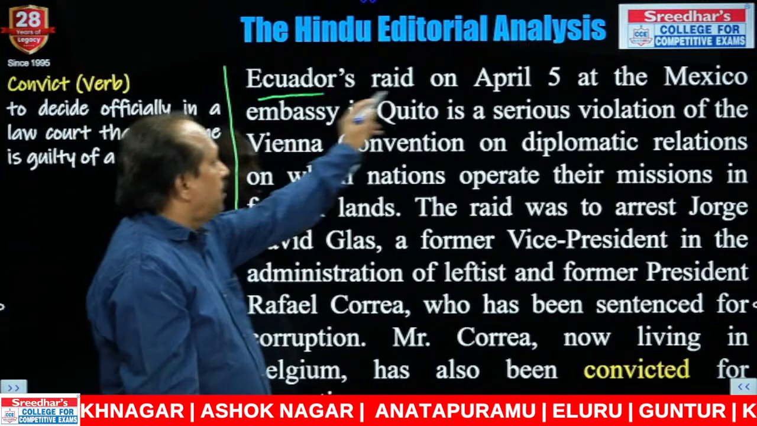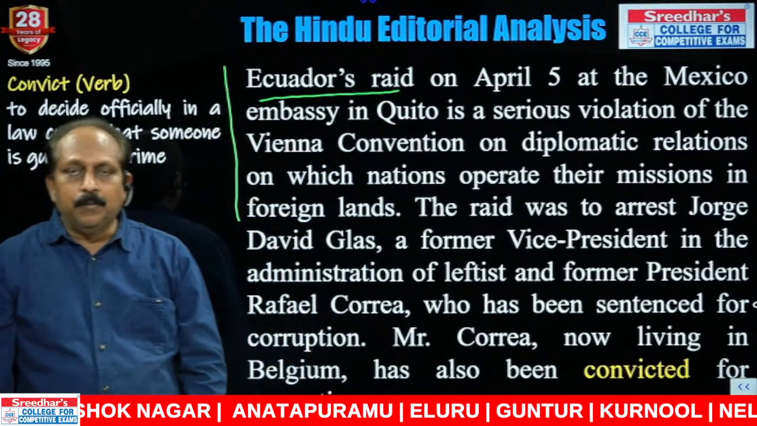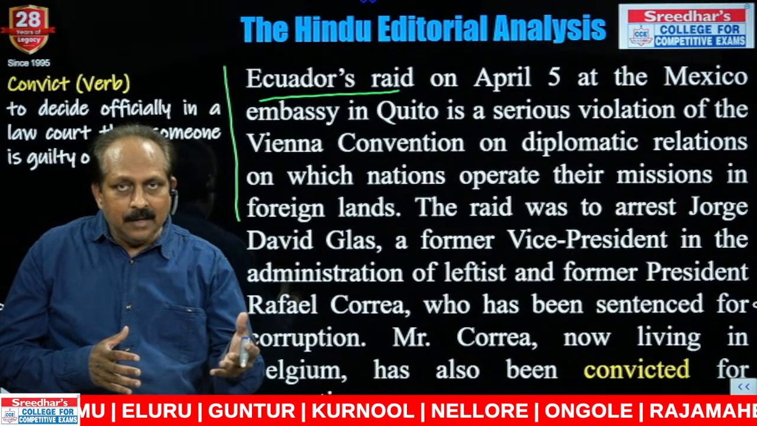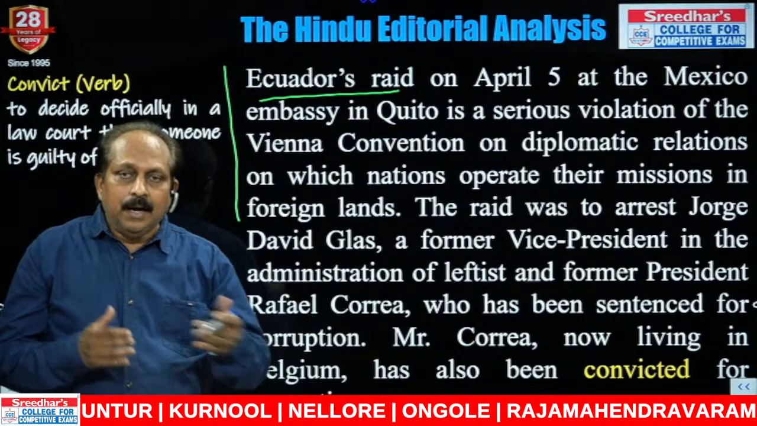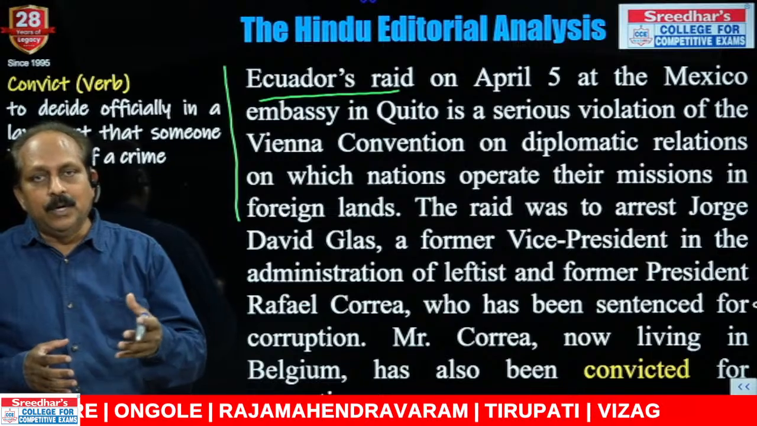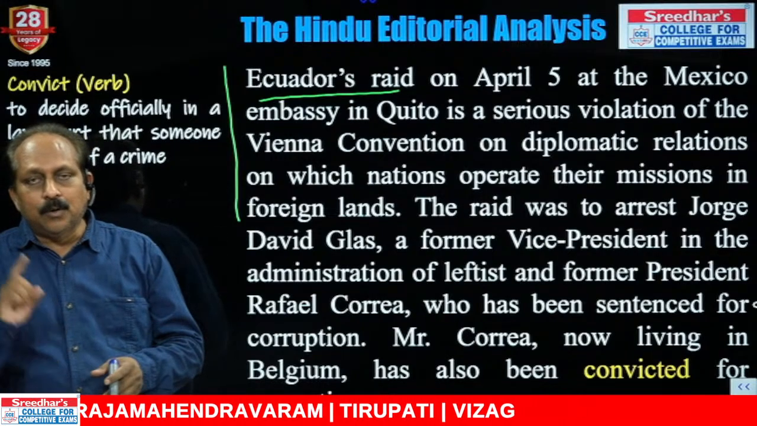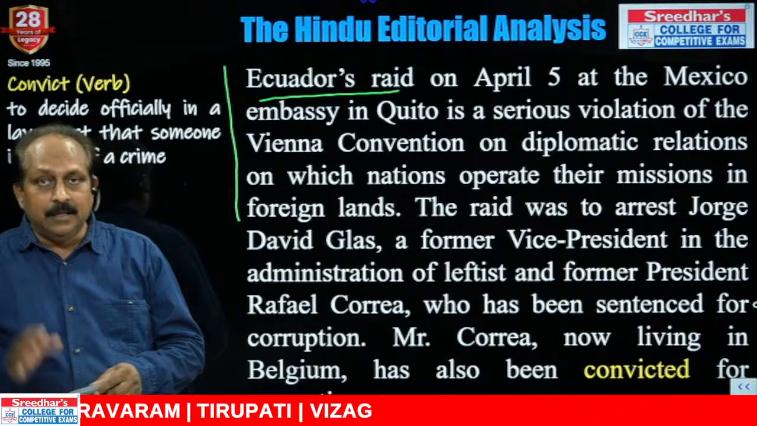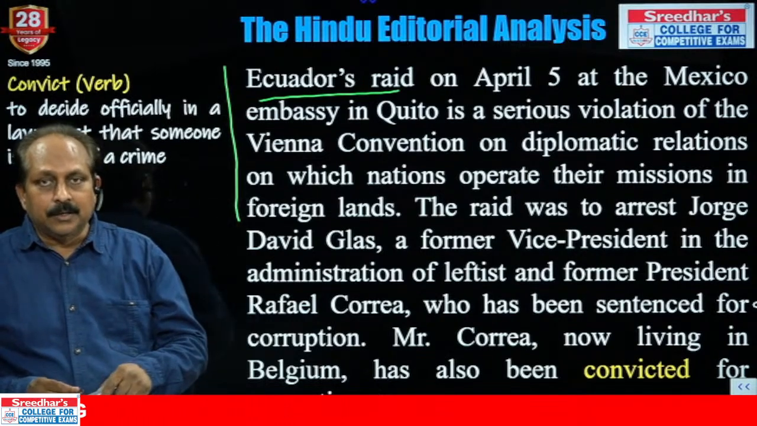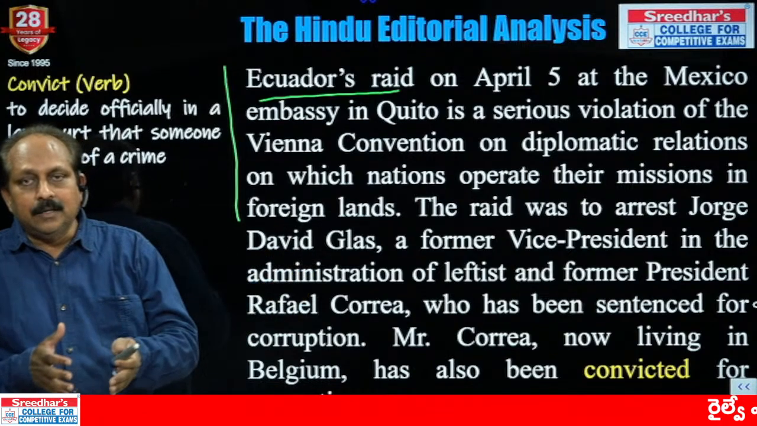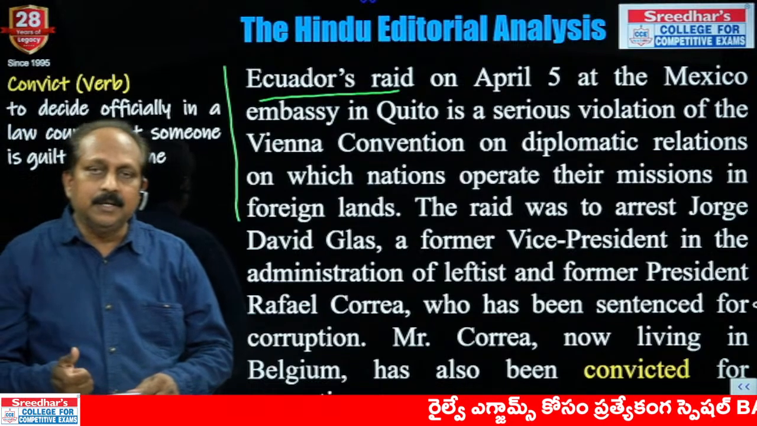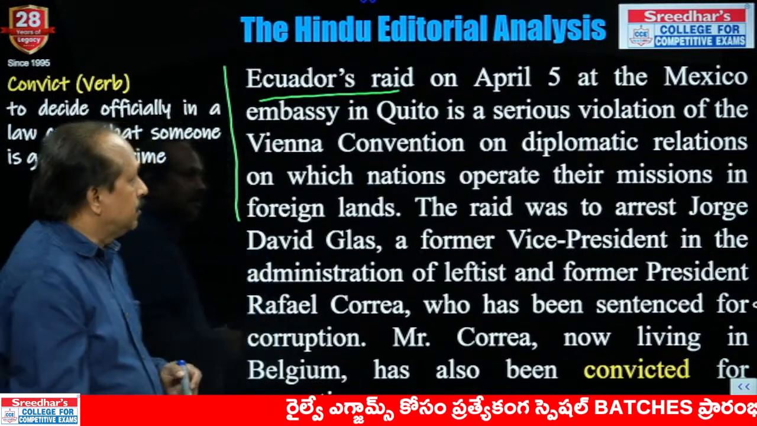Raid. Ecuador cannot raid. According to the Vienna Convention, any country cannot attack the embassy of some other country. Imagine the Indian embassy is in the US. Imagine some problem between India and the US. Still, the US cannot attack the Indian embassy in the US. That is according to the Vienna Convention. But contrary to that, in this context, Ecuador attacked the Mexican embassy in Quito, which is in Ecuador. That is the actual problem that has resulted in diplomatic tensions.